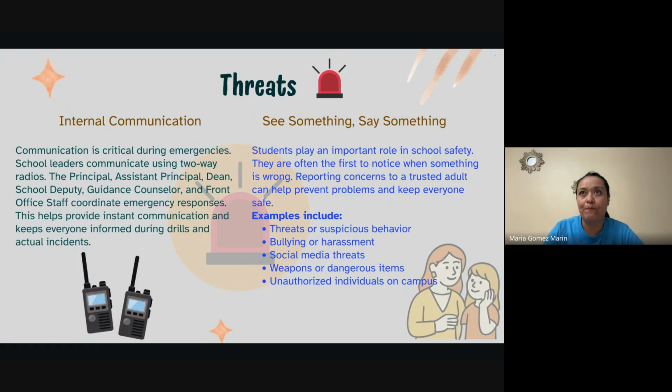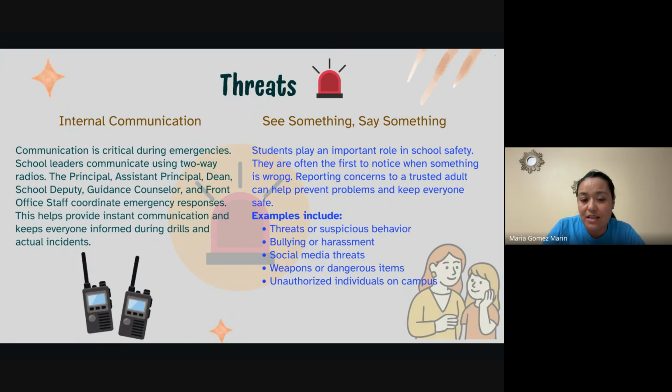Okay, so a lot of teachers like to talk to the students when these types of things happen, because if the kids see something, they need to know that they can say something. Students play an important role in school safety. They are often the first to notice when something is wrong. So reporting concerns to a trusted adult can help prevent problems and keep everyone safe.